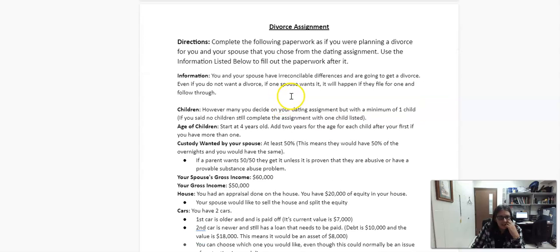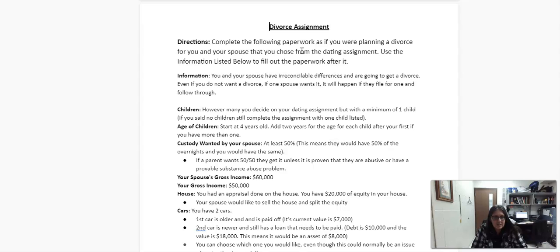And then I'm having you go on to the divorce assignment. The sooner you get those other pieces done, the more time you're going to have to work on this divorce simulation assignment. And this is involved. It's big, and it can't be little and still give you any understanding of what it entails. So you're going to complete the following paperwork as if you were planning a divorce for you and the spouse that you chose from the dating assignment. So remember back to the dating assignment. Go back there if you need to.